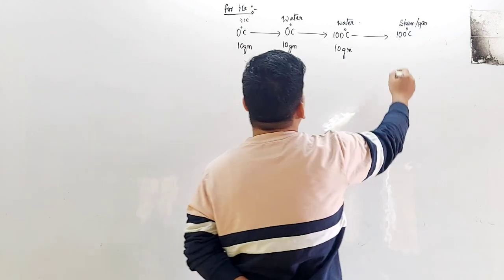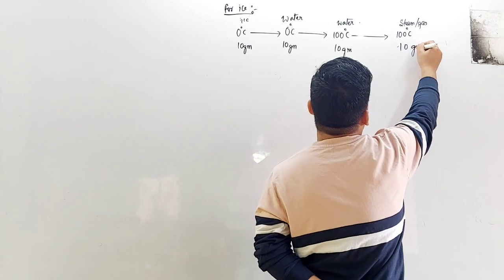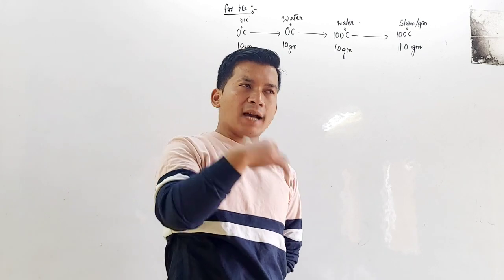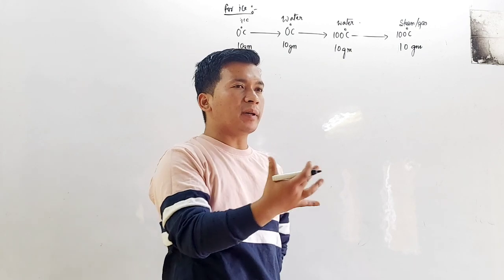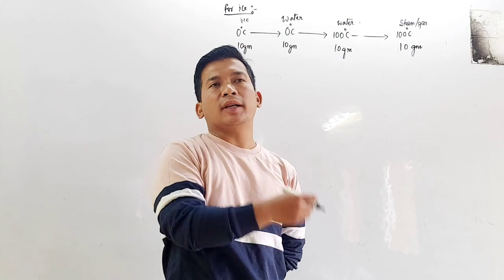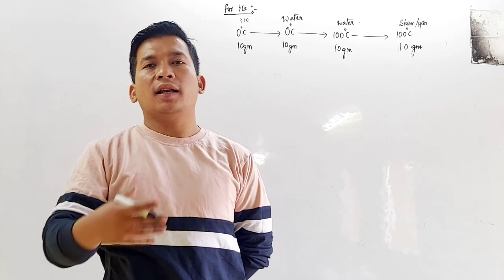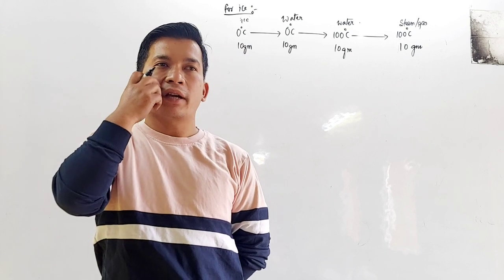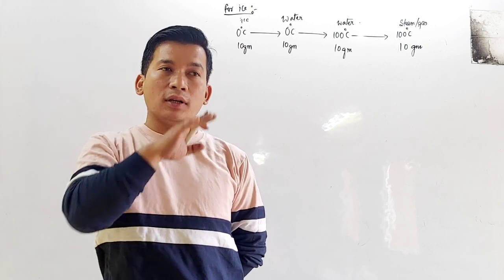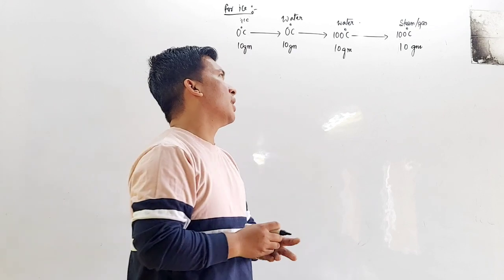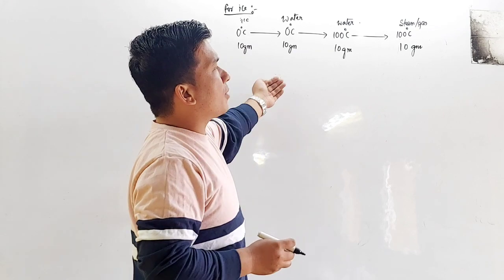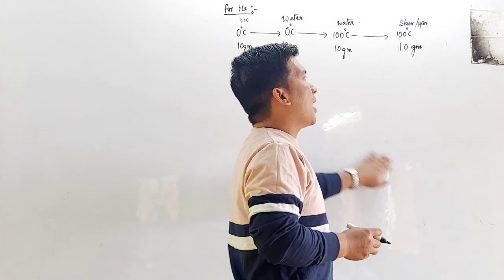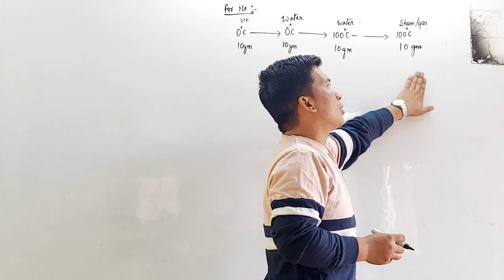How much of actual ice will be there? 10 gram. 10 gram of ice will be converted into 10 gram of water, and consequently it will be converted into 10 gram of gas. Understand? We cannot consider only the ice, and we cannot consider only the water.